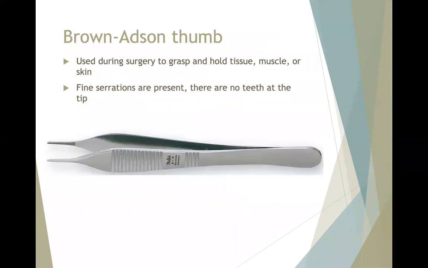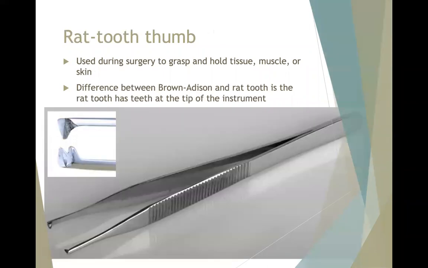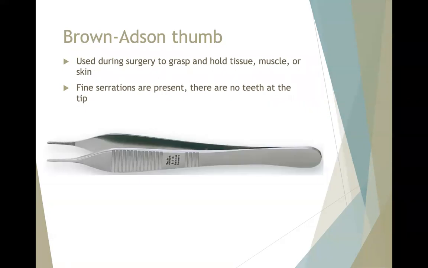Moving into my forceps, I have my brown Adson thumb forceps, as well as these rat tooth thumb forceps. When you're looking at thumb forceps, the reason that we call them that is because we're going to be grasping the end of these forceps just like a tweezer with your pointer and thumb, and using that to open and close the jaw. There is no locking mechanism on thumb forceps. And the doctors will use these to grasp and hold certain tissue or muscle or skin out of the way. But again, they don't lock in place.